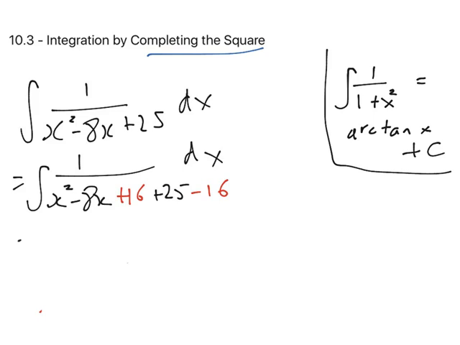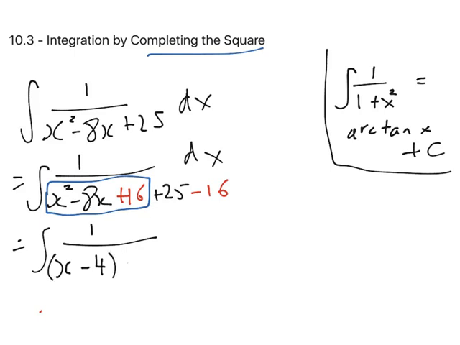So we can simplify this. So this is going to be x squared minus 8x plus 16. That's going to be x minus 4 squared. 25 minus 16 is 9. Okay. But 9 is also 3 squared, so in terms of 9, I'm going to write 3 squared. Okay.